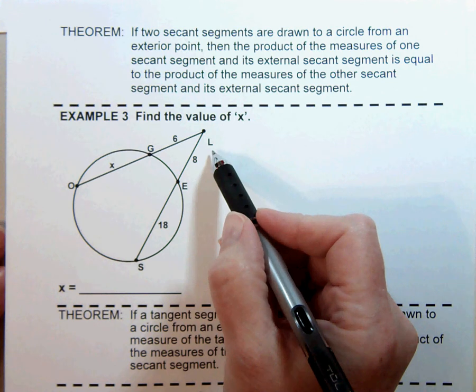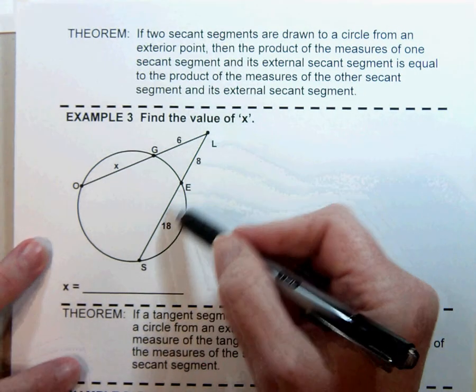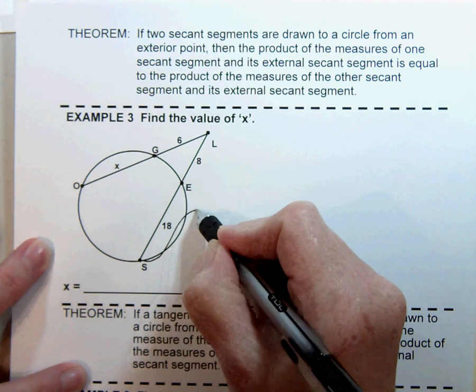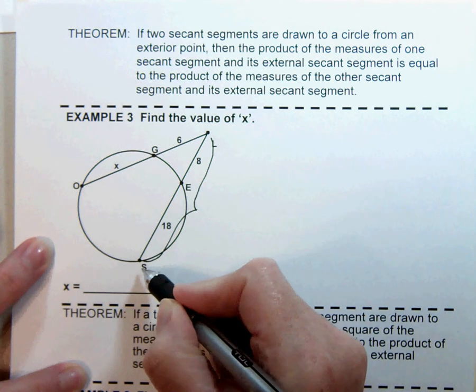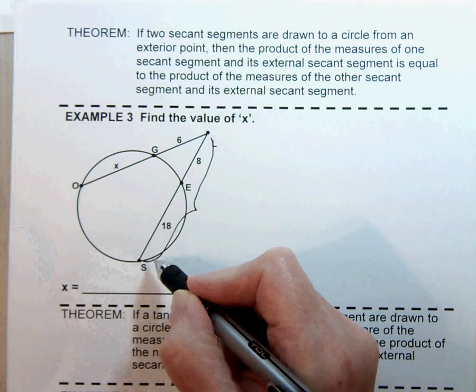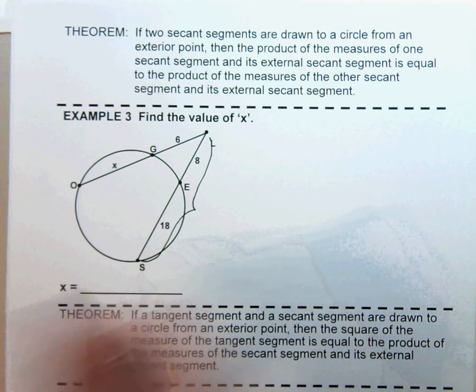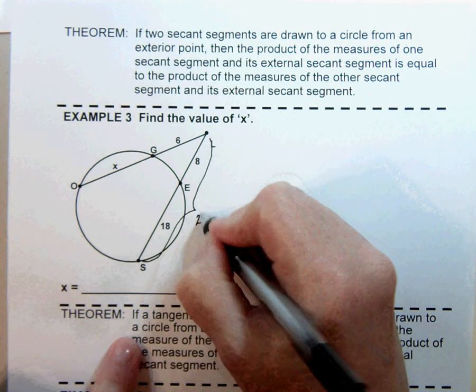So remember, on example 1 and 2 we just took the pieces of the chord and multiplied them. Well, this one's a little bit different because you want to get the entire secant. Let's make a grouping symbol here. You might want to draw this on your paper too. The entire secant is LS. If you want to figure out that length, you're going to have to add these two. So that makes that entire secant 26.